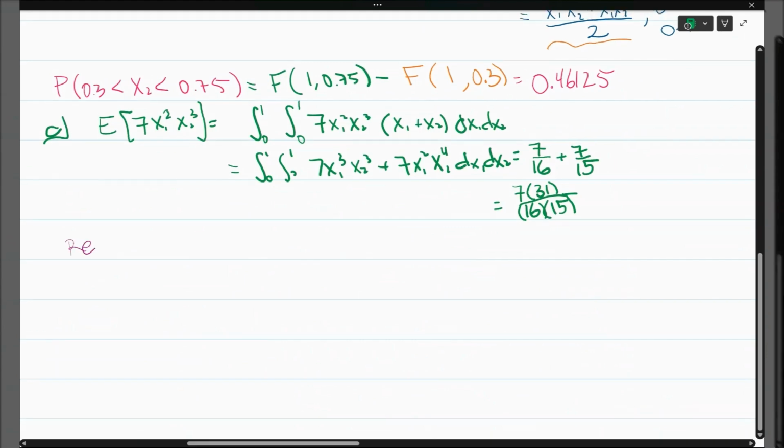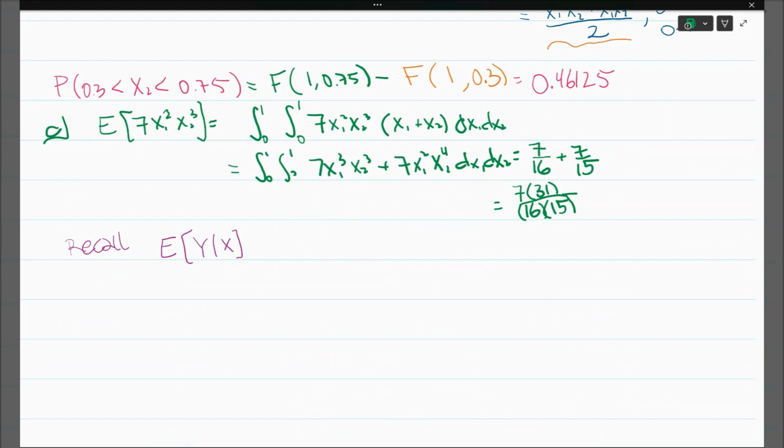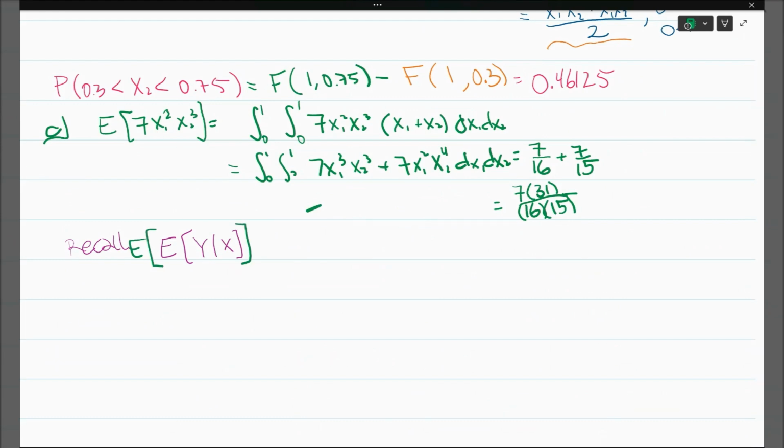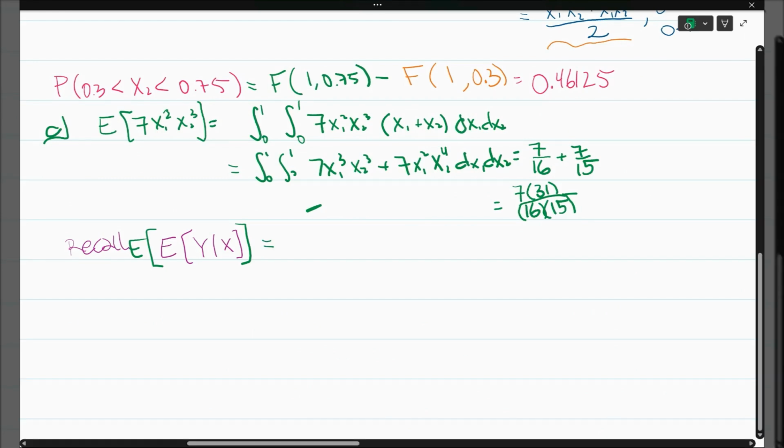So recall that the expected value of y given x, when we apply an expected value to that, right? So this expected value in purple is expected value in which y is treated as random, x is constant. The green expected value is where x is treated as random, as it genuinely is. This is an iterated expectation and yields e of y. Okay, so that's the principle we're going to use.